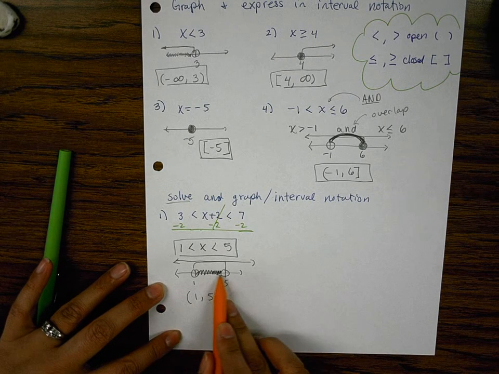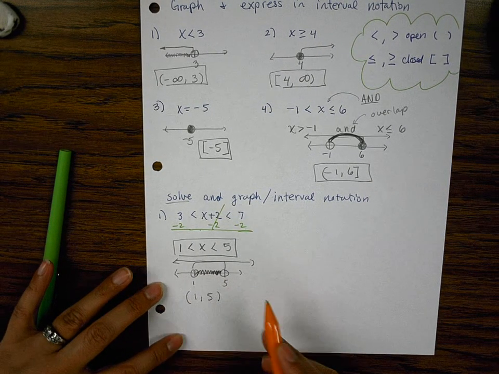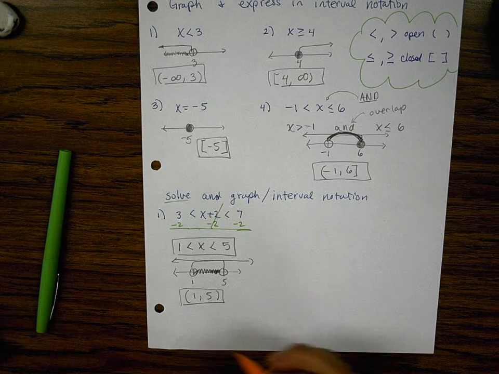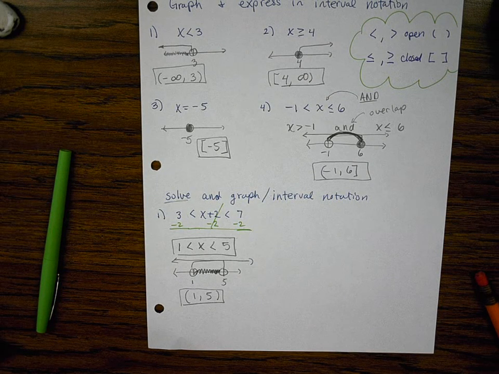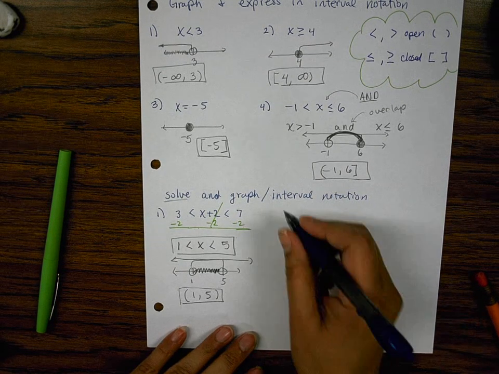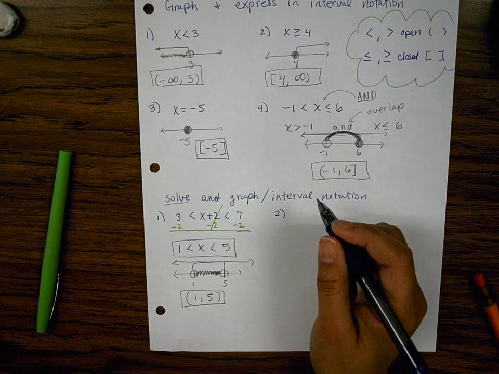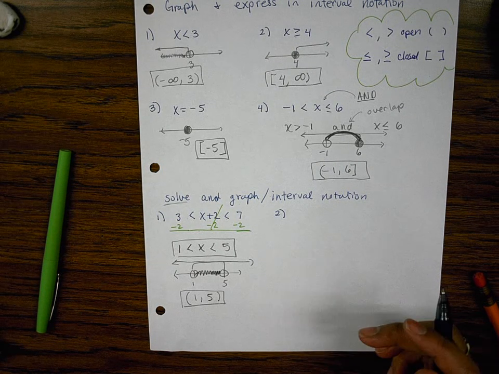All right, now interval notation, 1, 5. They're both parentheses and there's no infinity because it does not go either way forever. The overlap exists only between the 1 and the 5. That there is your answer.